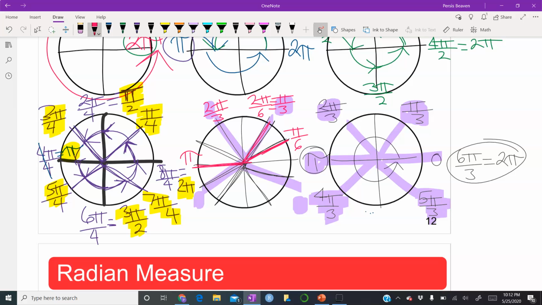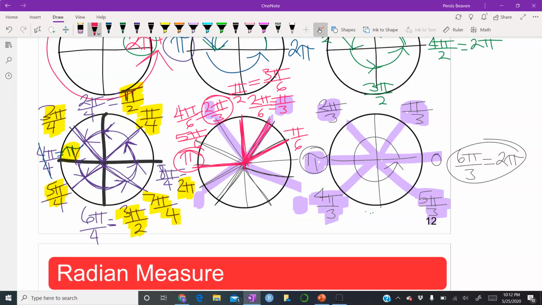If this was pi over 6, this will be 2 pi over 6. This will be 3 pi over 6, which happens to be pi over 2. We already knew that. That's 3 pi over 6. And then this one will actually be 4 pi over 6. That's the actual fraction that reduces to 2 pi over 3. The one here will be 5 pi over 6.